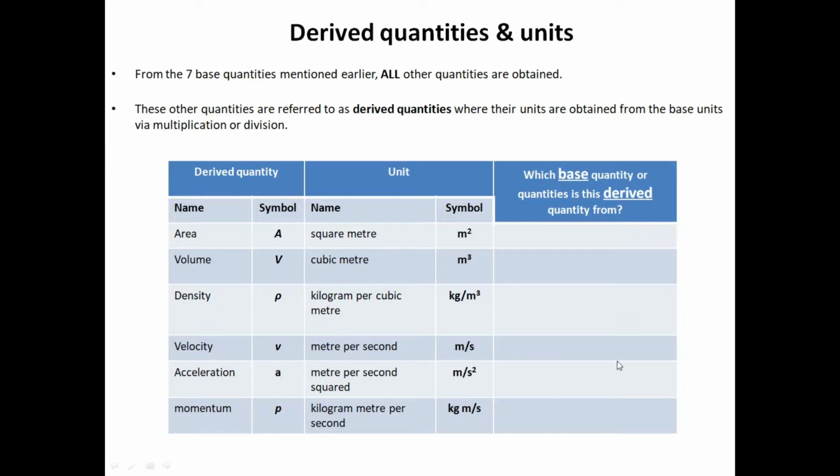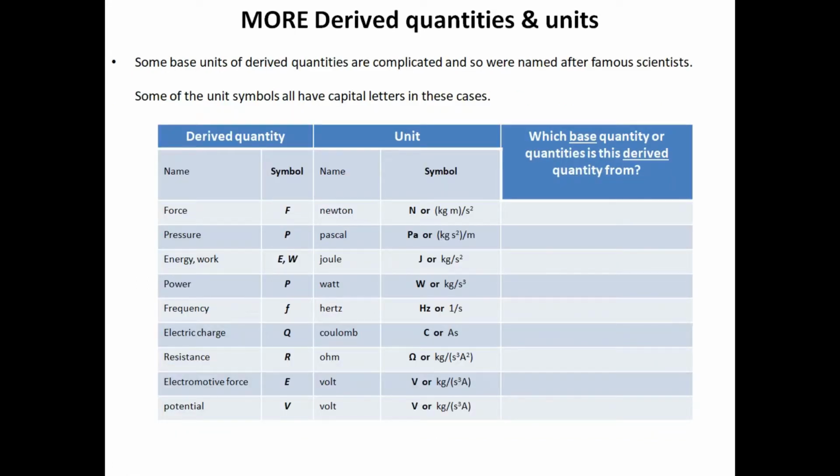Velocity is taken from where? Great, you said it. This is length and this is what? Time. And acceleration is from length and time. And momentum is from mass, length, and time. Great. So you can do this. And here I even went on further to bring more derived quantities, which I think you can do by yourself. Just look at the symbols.